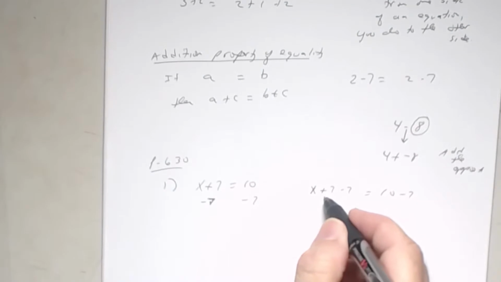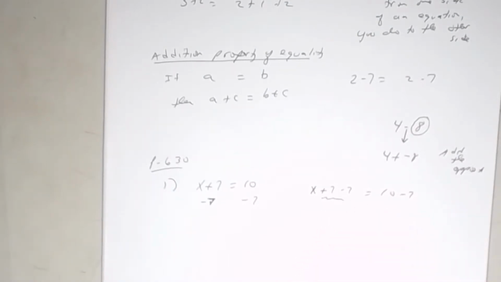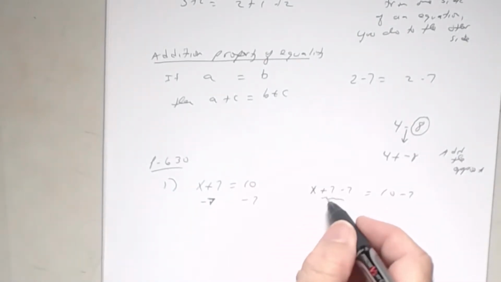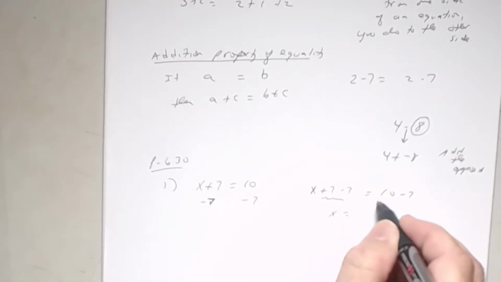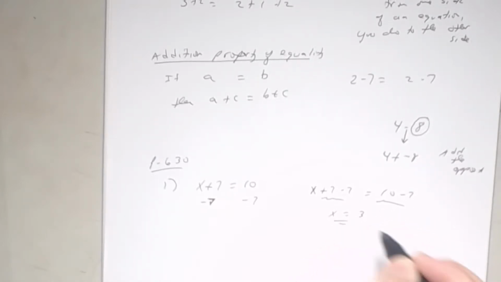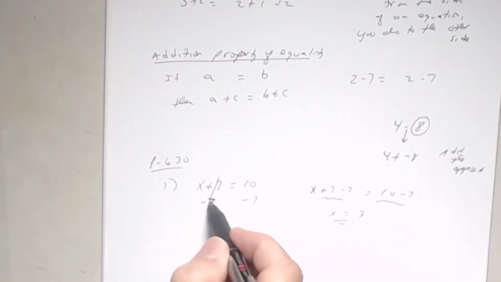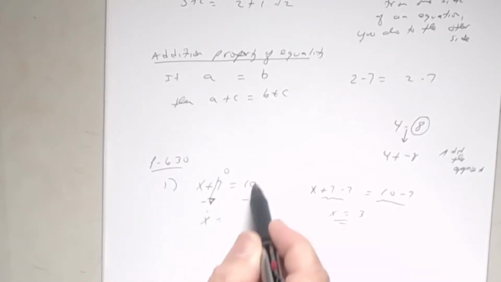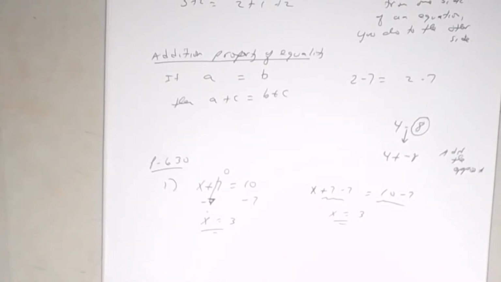So you got to compare this to what you've been doing. And so what's a positive 7 and negative 7? 0. And so what's x plus 0? X. And what's 10 minus 7? 3. And same thing here. What's a positive 7 and negative 7? 0. And what's x plus 0? X. And what's 10 minus 7? 3. Okay? So that's that one step.